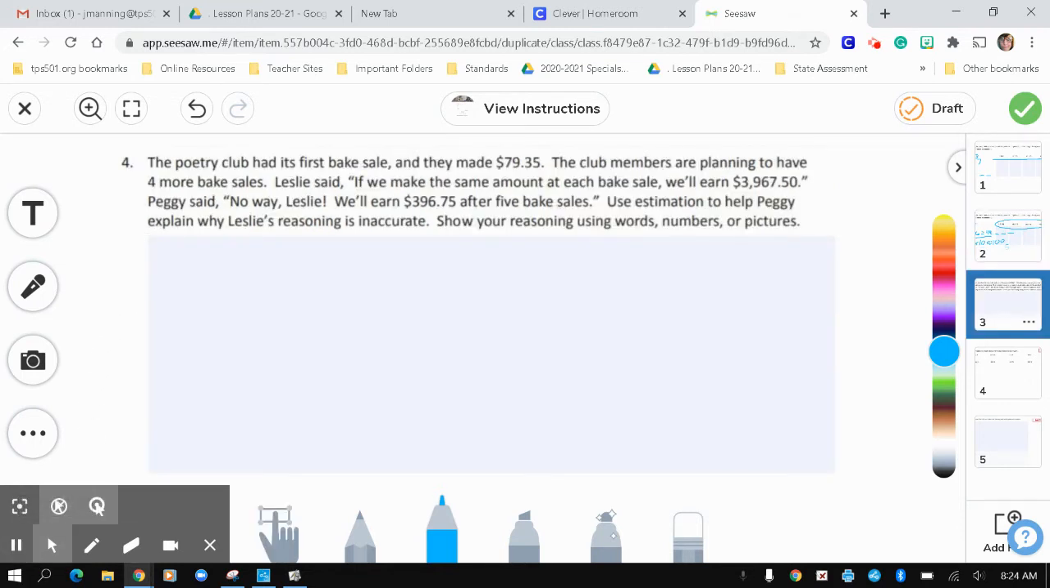All right, for number 4, the Poetry Club had its first bake sale and they made $79.35. The club members are planning to have 4 more bake sales. Leslie said, if we make the same amount at each bake sale, we'll earn $3,967.50. Peggy said, no way, Leslie. We'll earn $396.75 after 5 bake sales. Use estimation to help Peggy explain why Leslie's reasoning is inaccurate.